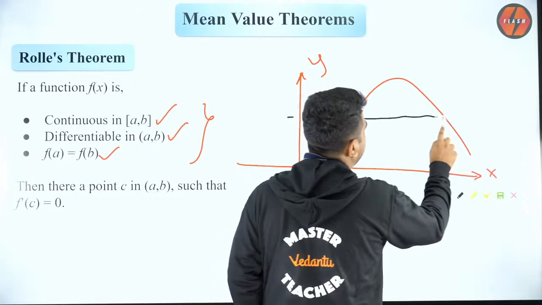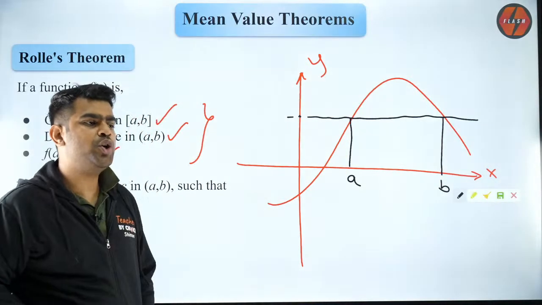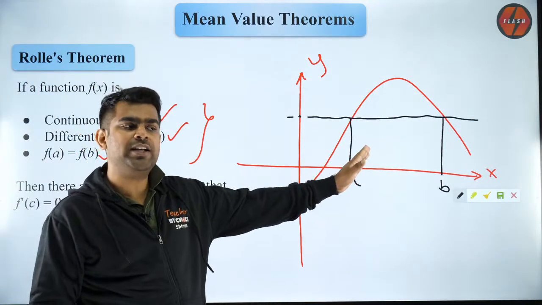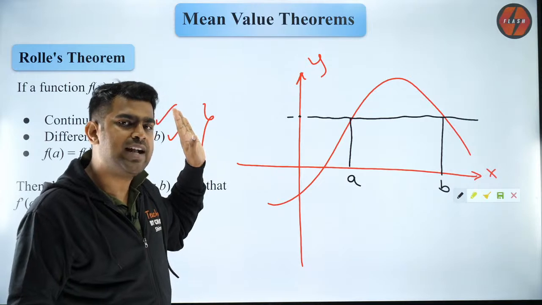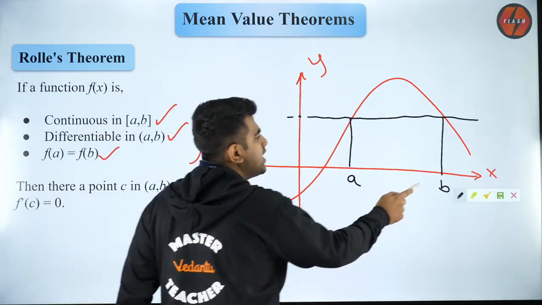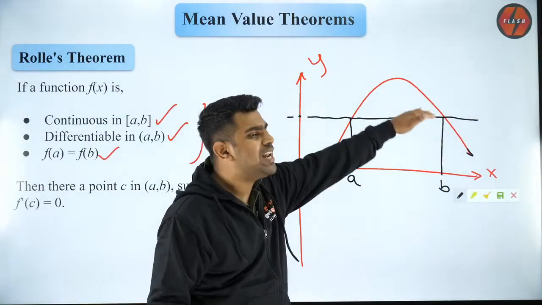Do you guys agree that f of a and f of b are equal? Everybody clear with that? And do you guys agree it is going to be a smooth function? That means it is differentiable and continuous.